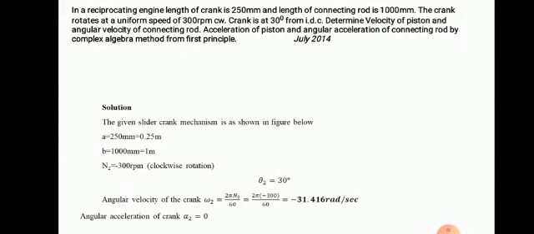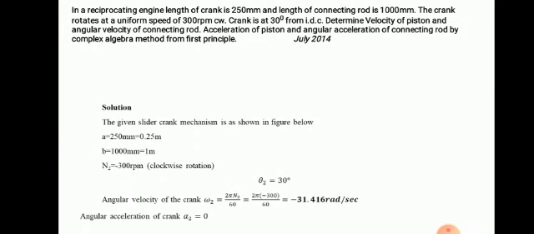In a reciprocating engine, the length of the crank is 250 mm and the length of the connecting rod is 1000 mm. The crank rotates at a uniform speed of 300 rpm clockwise. The crank is at 30 degrees from the inner dead center. Determine the velocity of the piston and angular velocity of the connecting rod, the acceleration of the piston and angular acceleration of the connecting rod by the complex algebra method from first principles. You have to calculate now.